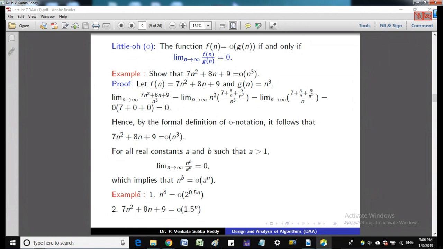Now, if one student has given an algorithm whose running time is n power 4, and another student 2 power 0.5 n. Which is better? n power 4 is very much faster when compared with this. That's why this order of growth is lower than this. That's why this is correct. This is n squared order of growth. Here it is 1.5 power n. This is polynomial, this is exponential. That means polynomial is smaller than exponential. That's why it is correct.